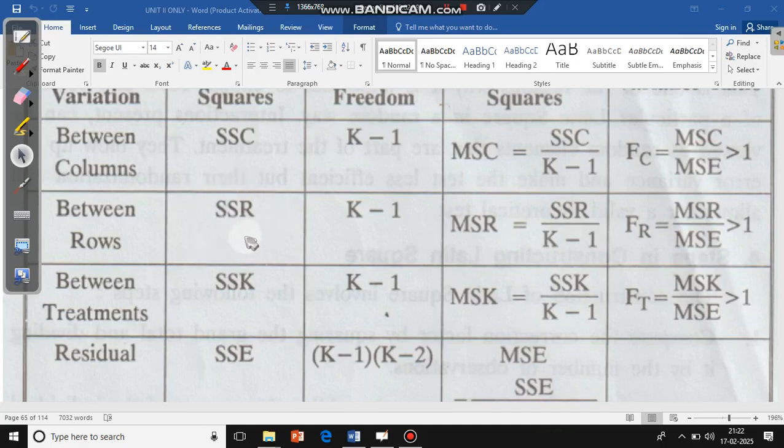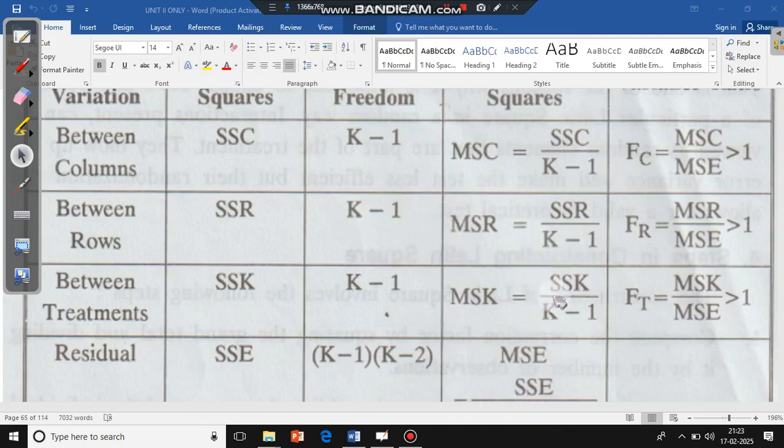SSR, sum of squares row wise, its degrees of freedom is k minus 1. And how are we calculating MSR? SSR divided by k minus 1. And some value will come there. And how are we calculating the calculated value of row wise? As we do, MSR is a number, MSE is a number.